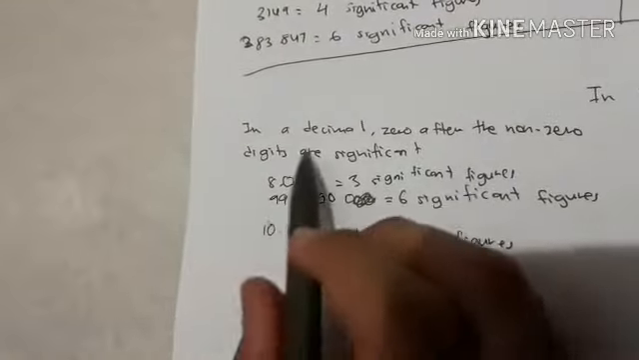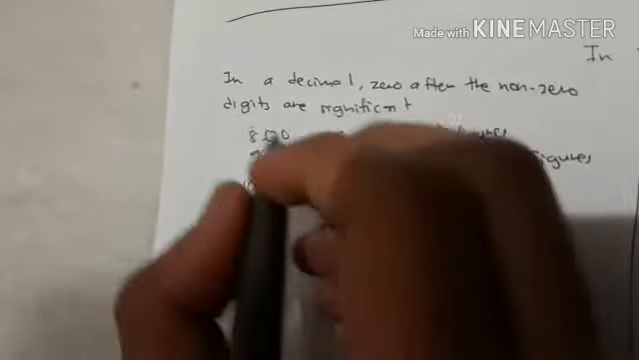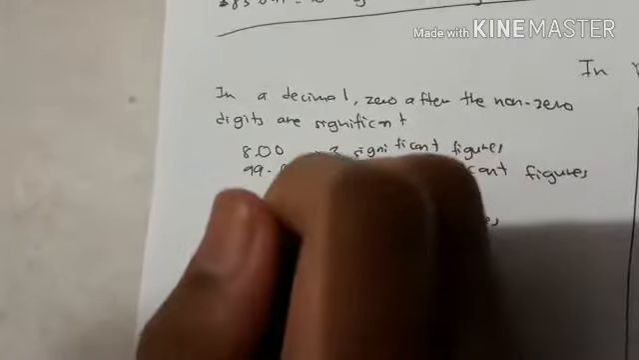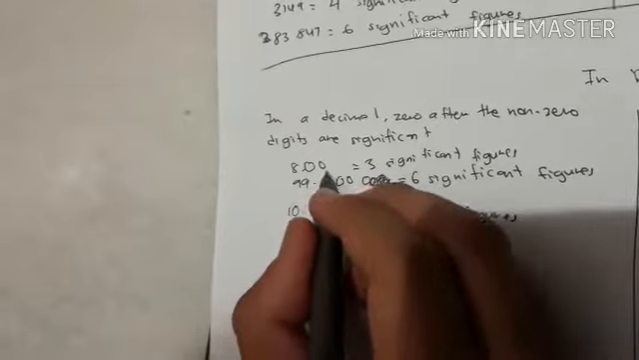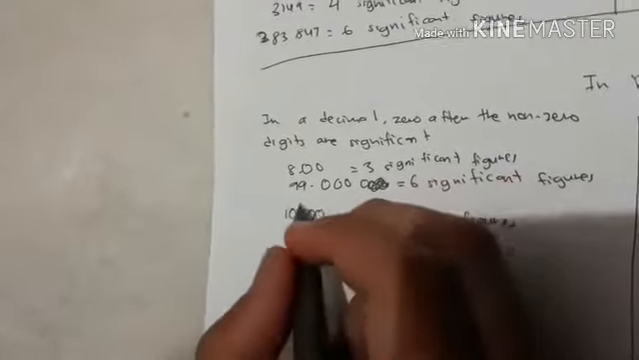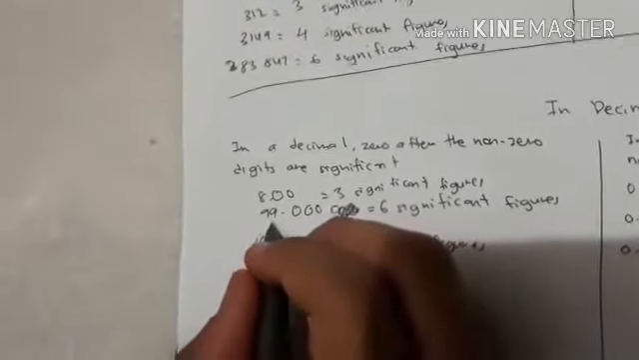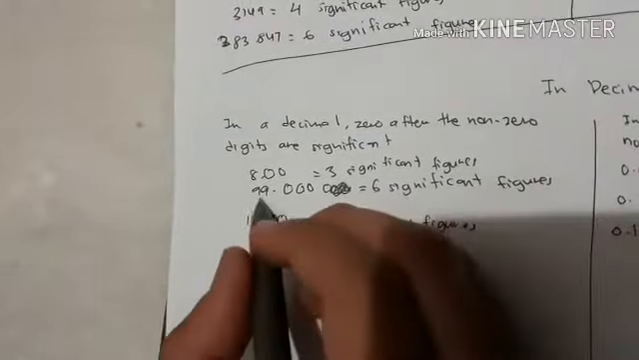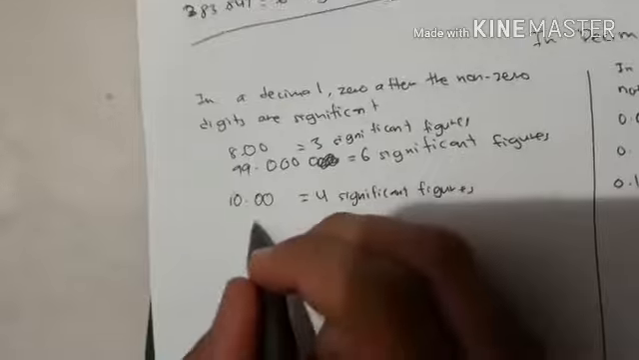And the last topic is in decimals. In a decimal, zeros after the non-zero digit are significant. We will count all the zeros after the decimal point, such as this number, 8.00. It has 3 digits, so it will be 3 significant figures. And also like this, 99.0000. It has 6 significant figures because we can count 1, 2, 3, 4, 5, 6. And the last one is 10.00. It has 4 significant figures.